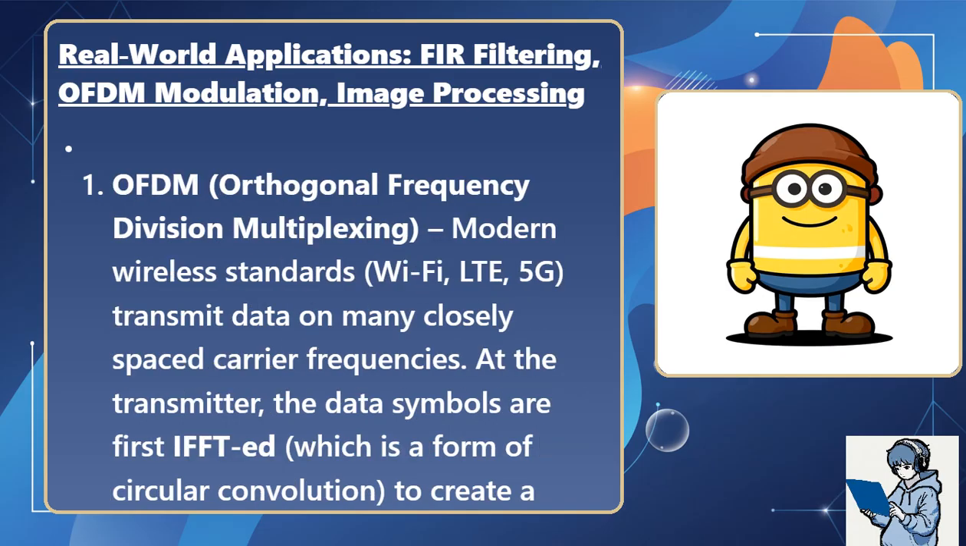Number 2. OFDM, orthogonal frequency division multiplexing. Modern wireless standards, Wi-Fi, LTE, 5G, transmit data on many closely spaced carrier frequencies. At the transmitter, the data symbols are first IFFT-ed, which is a form of circular convolution, to create a time domain OFDM symbol. At the receiver, an FFT demodulates it. The cyclic prefix added before transmission makes the channel act like a circular convolution, allowing simple frequency domain equalization.